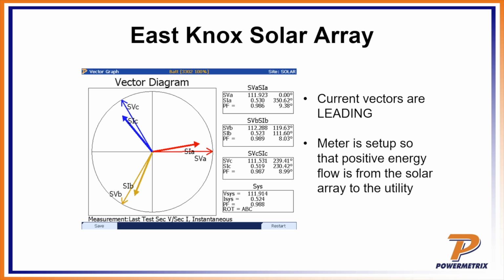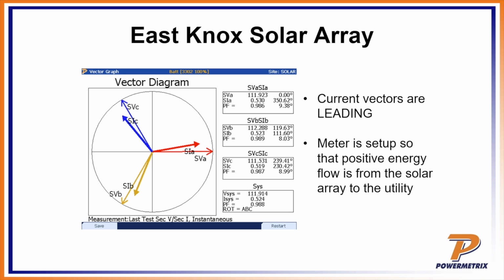This meter was actually set up so that positive energy flow is from the solar array to the utility. So it's sort of opposite what you would normally expect until you think about, well, this site is only for the production of energy. This site is really never set up to consume energy from the utility. And so that being the case, it made more sense to the utility to say, hey, I'm just going to set this up so that the solar array is the utility and the utility is the customer.